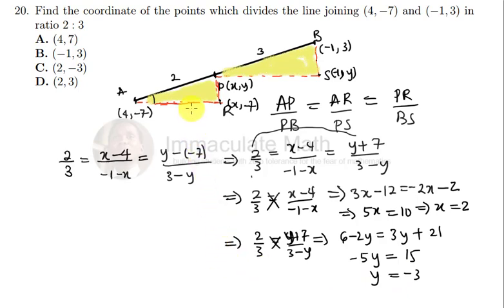So the coordinate of the point which divides it will be x, which is 2, comma minus 3. So the correct option here is C.